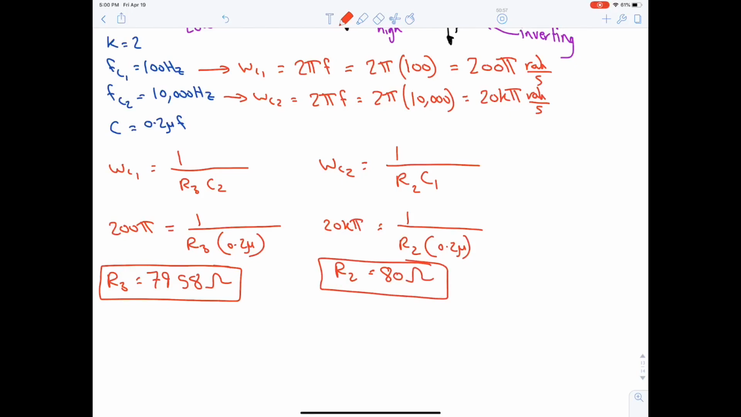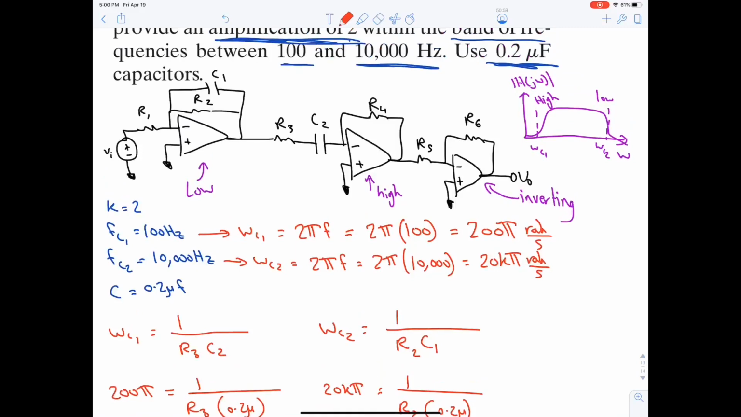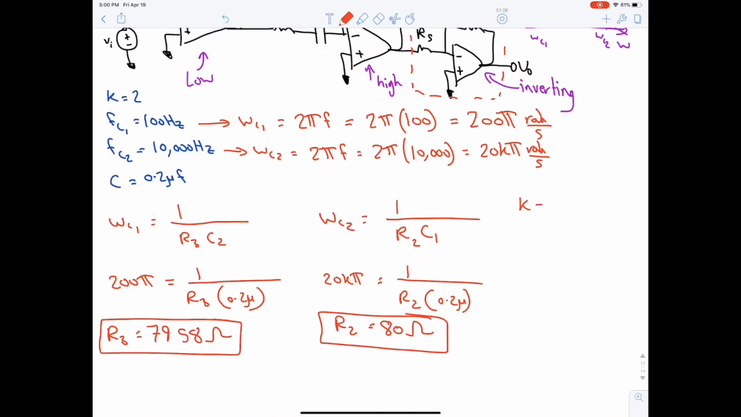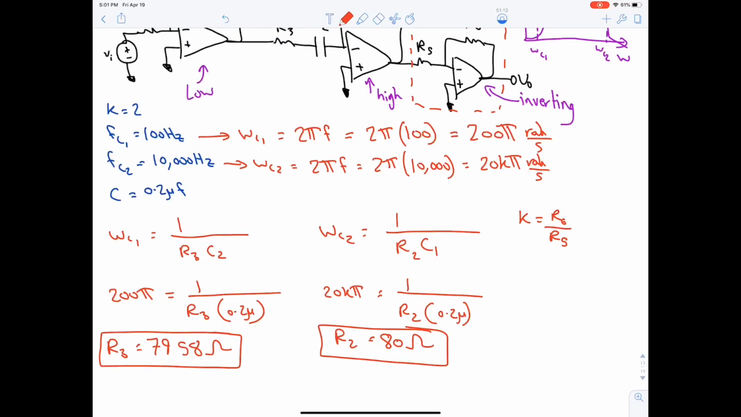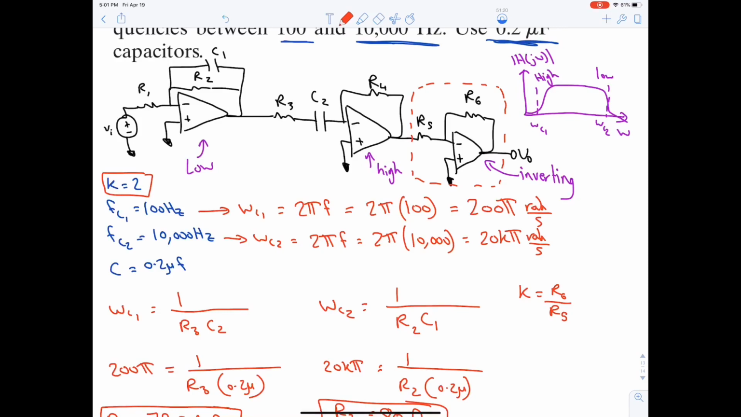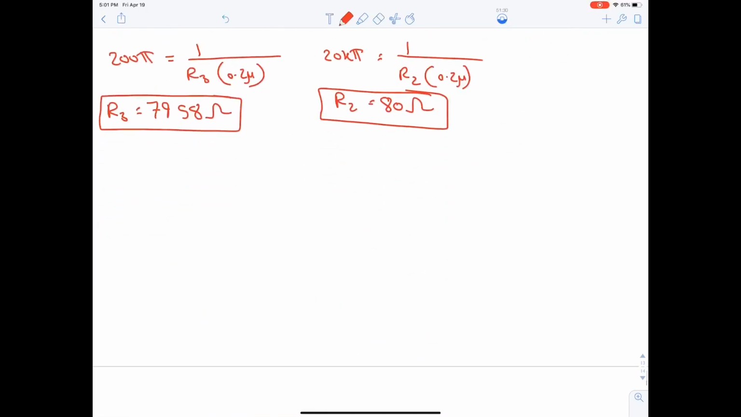Okay. Now, we said that the gain is coming from the inverting part. So gain is equal to R6 over R5. Okay, let's keep this aside. What is K? K is 2. We know it from here. If K is 2, what is the gain for the low side and the high part of the bandpass? They are equal to 1. They are unity gains. The gain for the low and high are always equal to 1.